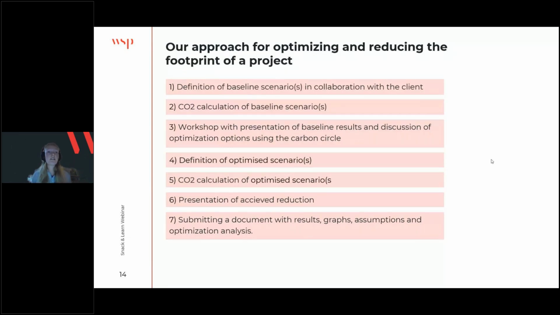As I said, we start by defining this baseline scenario in collaboration with the client. They need to provide us with data, and together with them we make assumptions where there is data we can't get. Then I do the CO2 calculation of this baseline scenario, and we have what we call an optimization workshop. I present the baseline results, and we see where the hotspots are, where we need to focus on reducing. Then we discuss these optimization options with the client using the carbon circle.